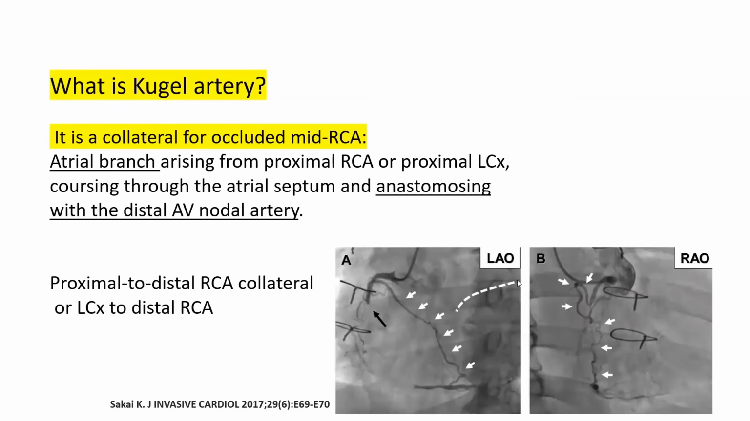It can come from the left circumflex. And actually the first description by Dr. Kugel was an atrial branch from the circumflex connecting to the AV nodal branch of the RCA. Okay? So it's atrial to AV nodal communication for an occluded mid-RCA.